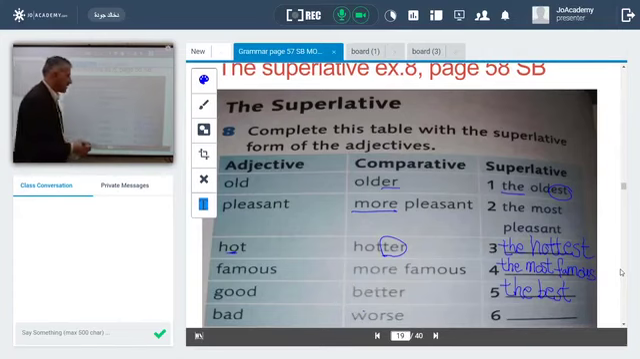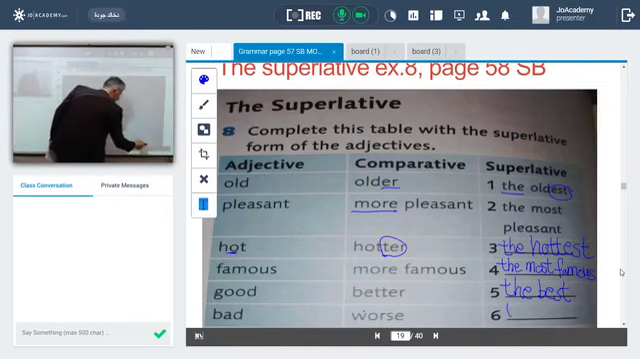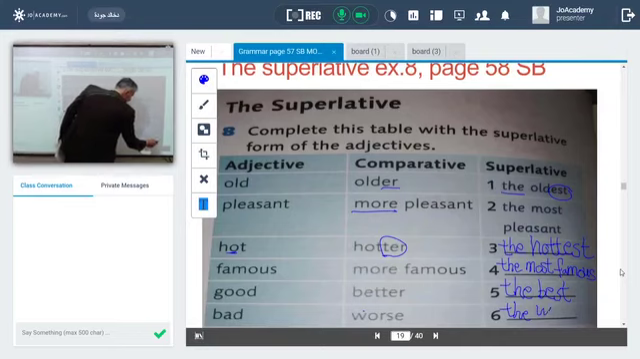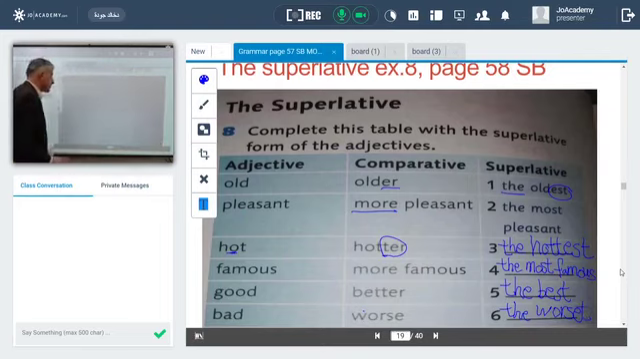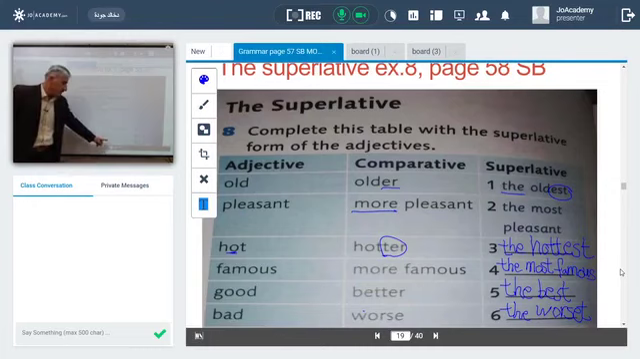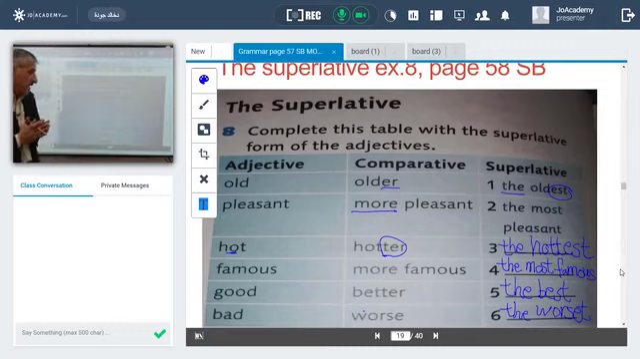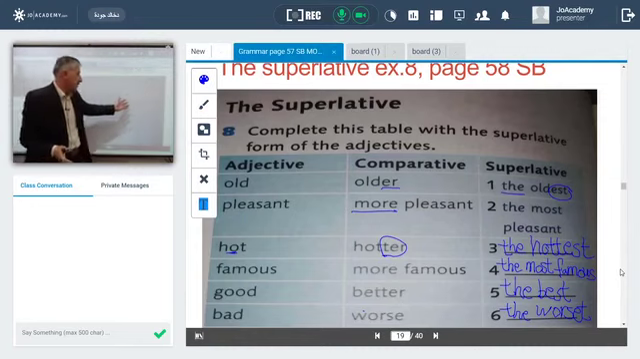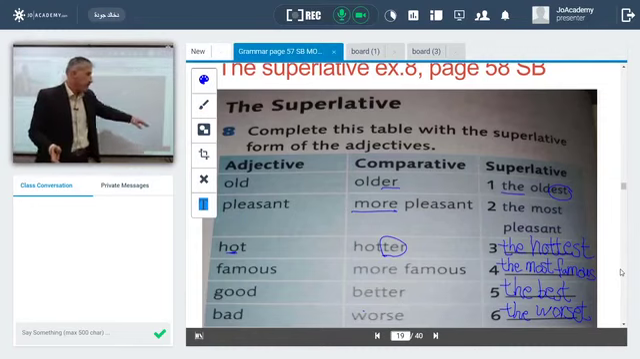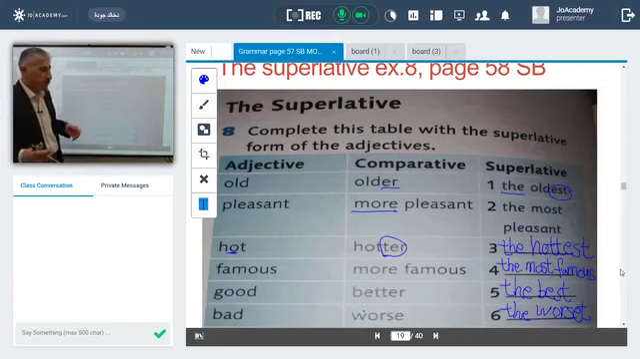Worst. So here I will add the, okay, and worst. Okay, so it becomes the worst. He is the worst student. He is the worst student in the class. So here I made the comparison and I made superlative. Okay, superlative between more than two persons.